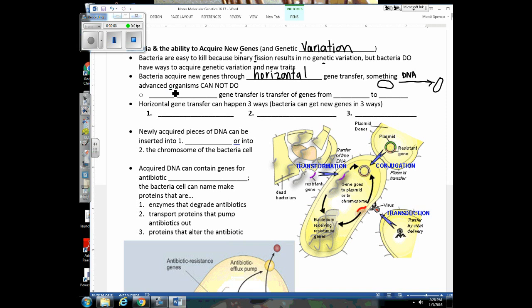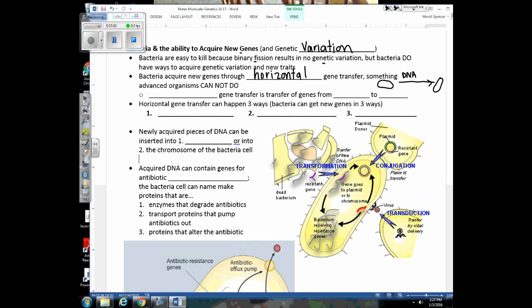Advanced organisms like us cannot do this. Imagine if we could do that. Then if someone has great hair, then they could just pass me the genes that code for their fantastic hair, and then I would have that characteristic as well. So obviously we cannot do horizontal gene transfer.